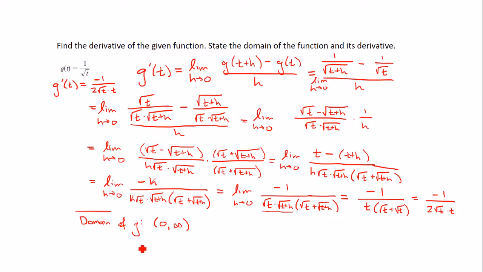And for G prime, actually it's the same exact problem, isn't it? In this case, the domain of G prime is exactly the same as G. Okay, because I have the same square root issue. And I have an extra t now, but okay, still it's just division by 0, so I don't have to worry about that. Okay, so in this case, the domains are equal.